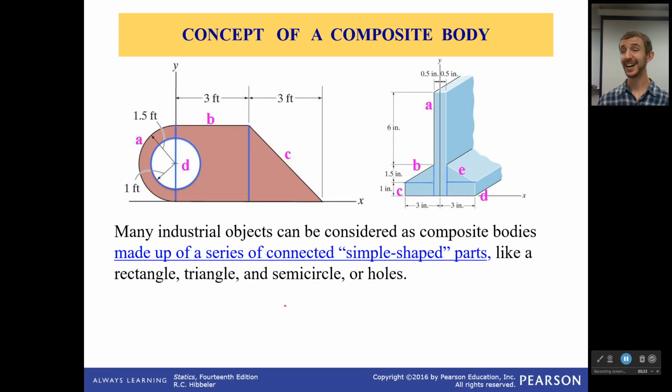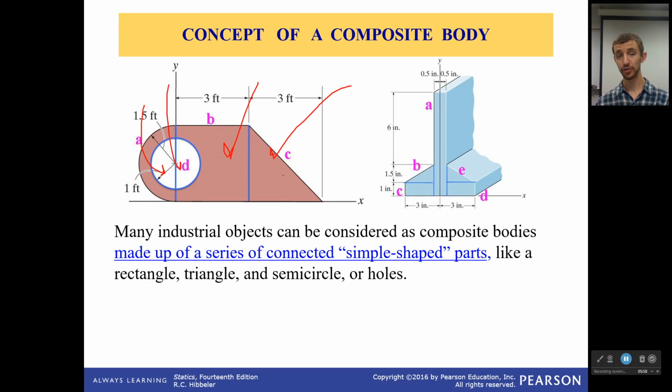Okay, now let's talk about composite bodies. Most industrial objects don't have nice simple shaped parts. Well, luckily we make everything in cylinders and rectangles. It doesn't happen. So in that case, you're going to have to look at it and say, okay, can I break this up into simple shapes? Like you can see right here, well, that's a triangle, that's a square, that's a circle, that's half a circle. And then from that, I can figure it out.